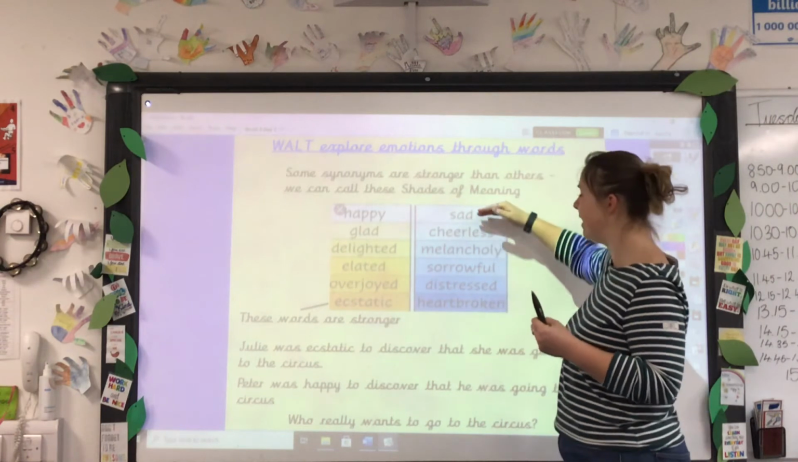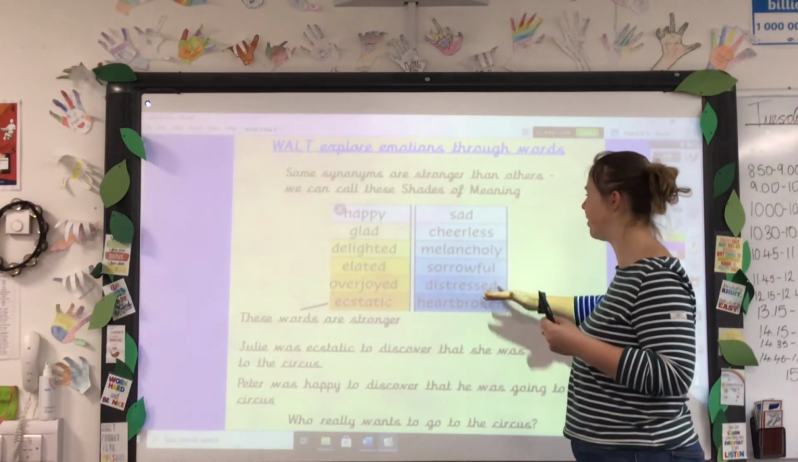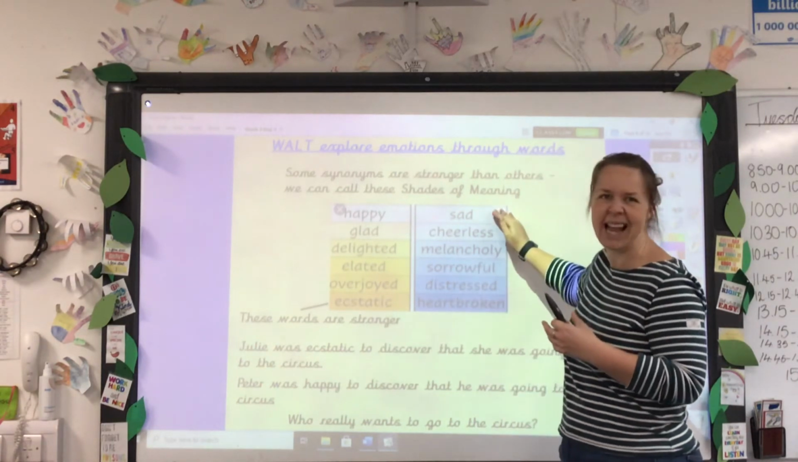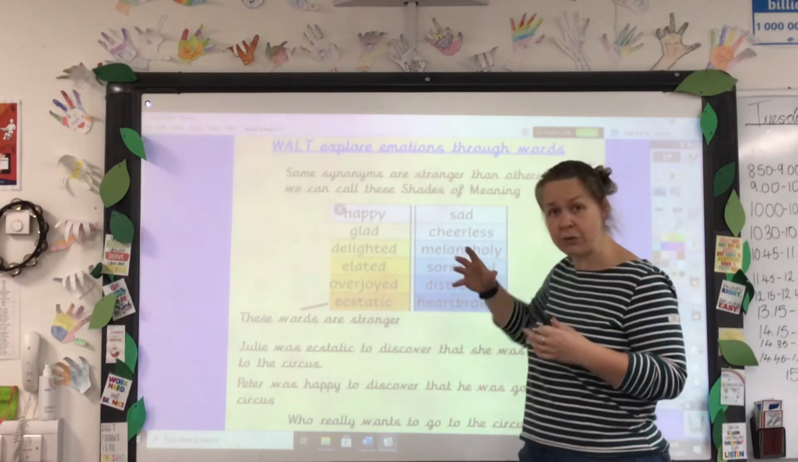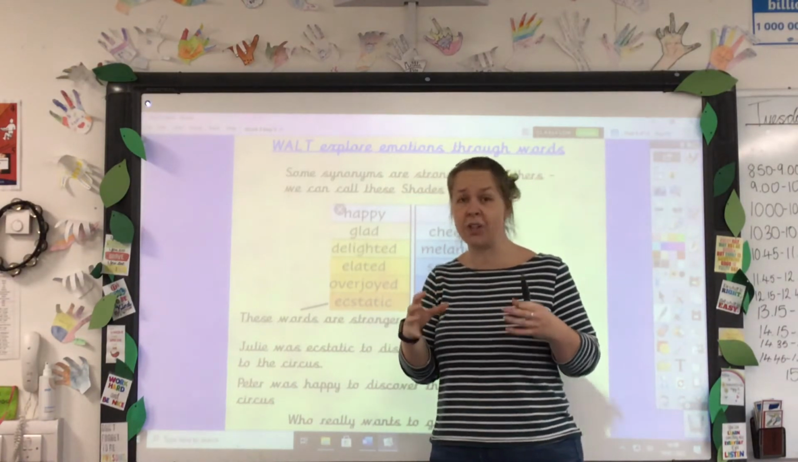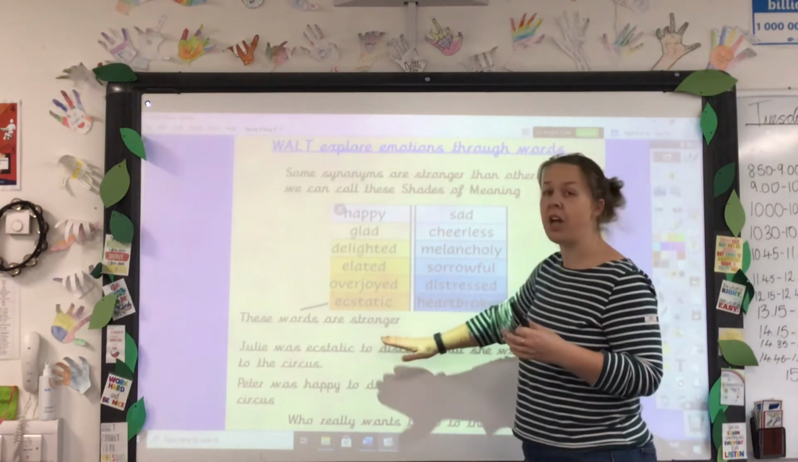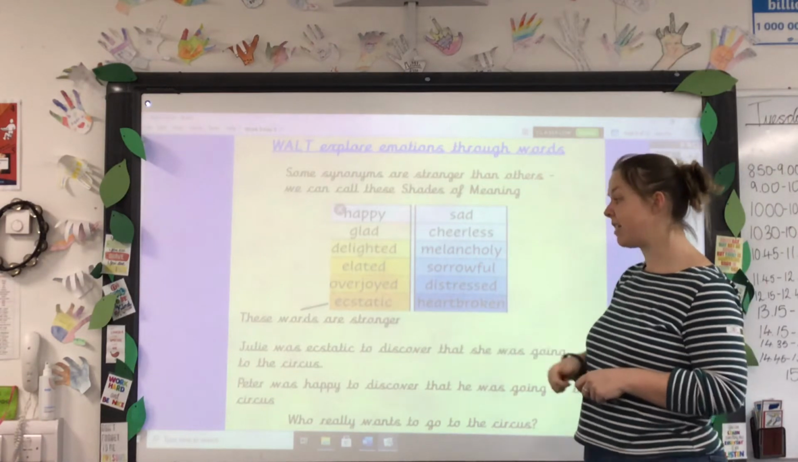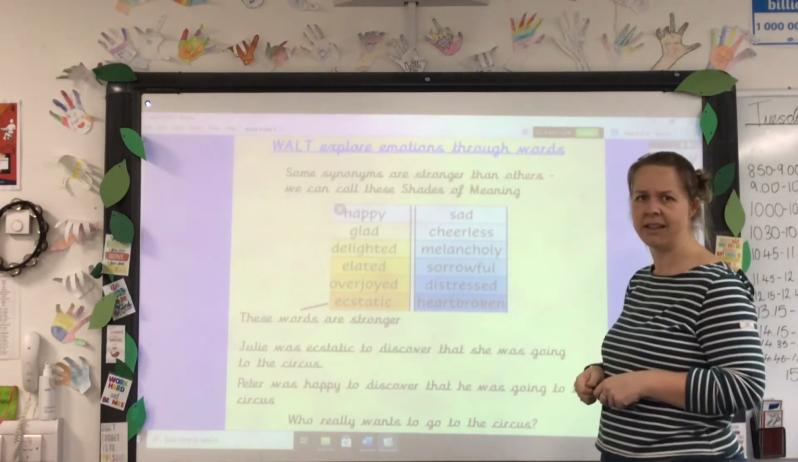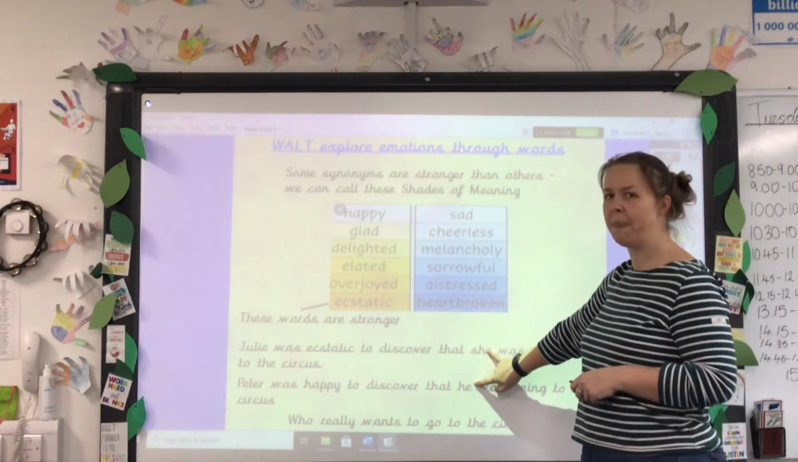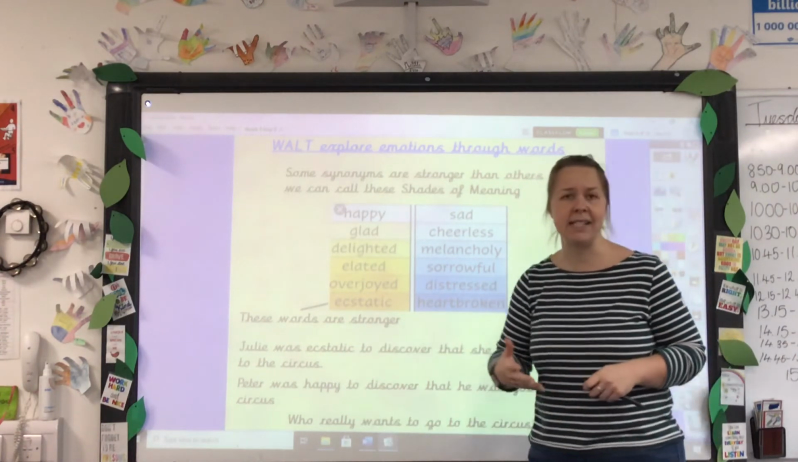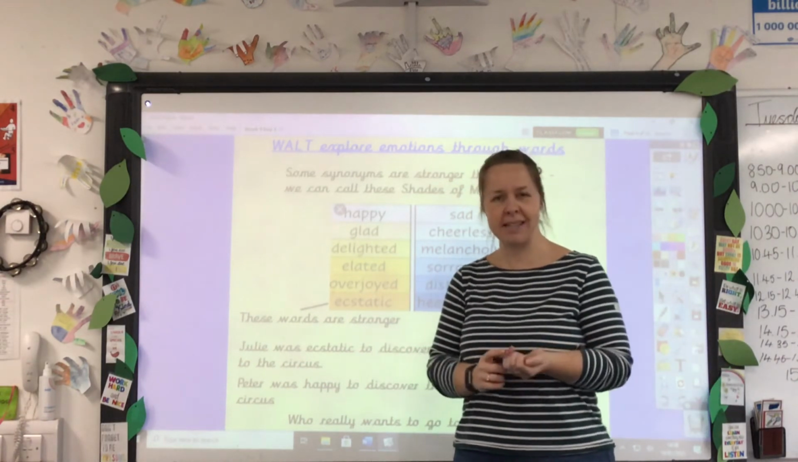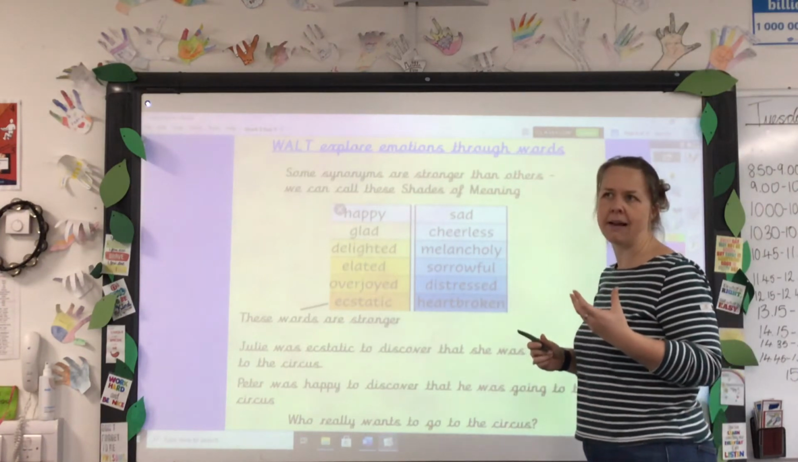Same as sad over here. Sad, cheerless, melancholy, sorrowful, distressed, and then heartbroken. Heartbroken shows a much stronger emotion than just being sad, doesn't it? You can see that they're different. So it's really important that we make those choices about our words really carefully. Here we've got an example. Julie was ecstatic to discover that she was going to the circus. Peter was happy to discover that he was going to the circus. Looking at those two characters, it would be clear that Julie was more excited about going to the circus, wouldn't it? Because she's ecstatic about it and Peter's just happy about it. Ecstatic is a much stronger version of happy.